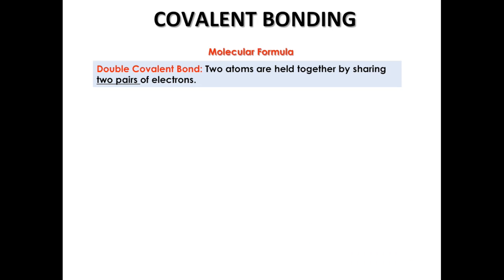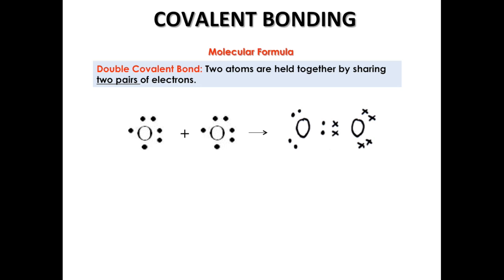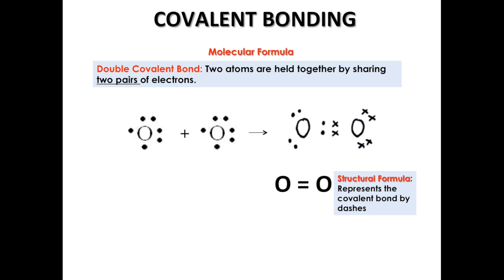Double covalent bond is when two atoms are held together by sharing two pairs of electrons. In our case, it's oxygen with another oxygen. And they can share a couple of electrons each one of them. The structural formula, back again with dashes, will give us O, two dashes, O. And the molecular formula, O2.